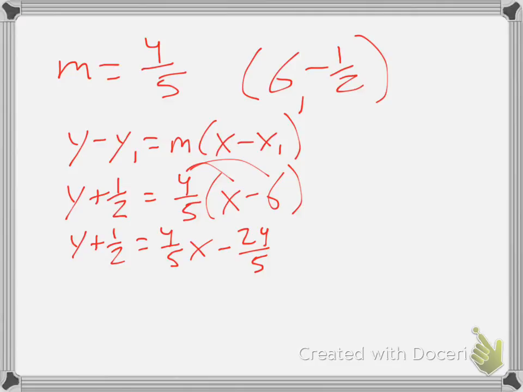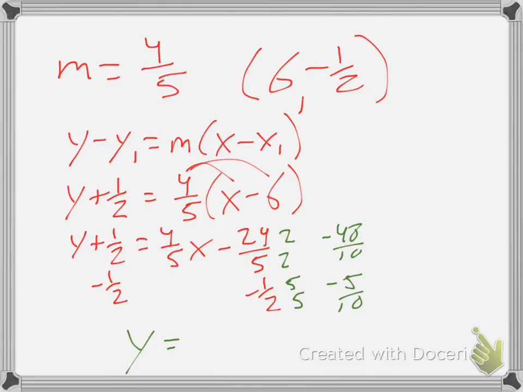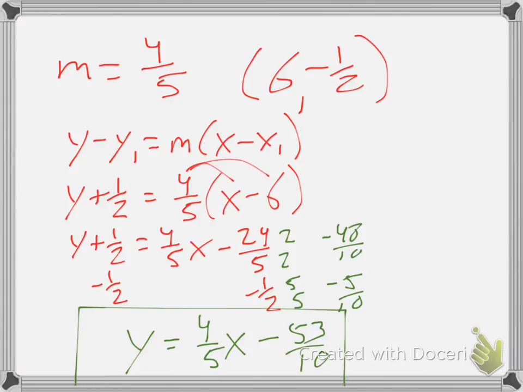Then the only thing left to do is subtract and get common denominators. The common denominator between a 5 and a 2 is a 10. So I do 2, 2, 5, 5. So this would be a negative 48 over 10, and this would be a negative 5 over 10. If I put those two together, what do you get? Negative 53 over 10. That, ladies and gentlemen, is the equation we were after.